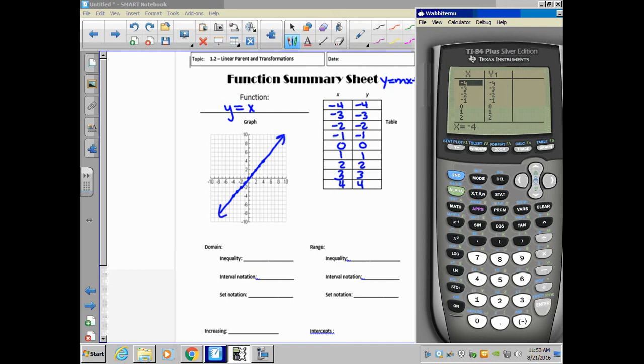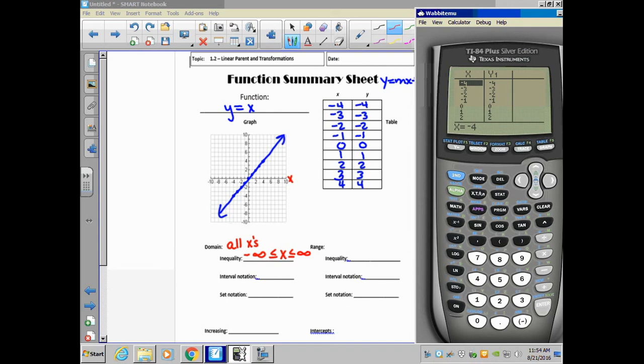Okay, domain is all of the x's. And this is my x-axis. So if I take a look at all of the x's, there's an arrow going all the way to the left, an arrow to the right, so it's including all real numbers. So in inequality notation, that's going from -infinity from the left all the way to +infinity to the right. So everything to the left, everything to the right is -infinity to +infinity.